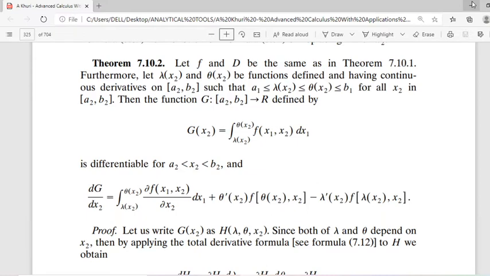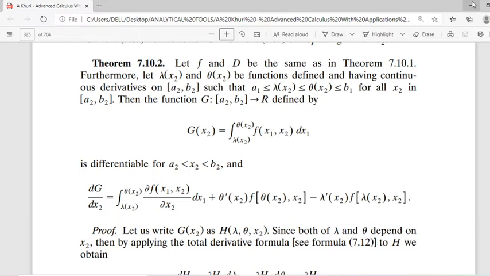Then the function g from (a2, b2) to R defined by g(x2) = integral from lambda(x2) to theta(x2) of f(x1, x2) dx1 is differentiable for a2 < x2 < b2, and the derivative dg/dx2 is equal to the integral from lambda(x2) to theta(x2) of ∂f(x1, x2)/∂x2 dx1 plus theta'(x2) f(theta(x2), x2) minus lambda'(x2) f(lambda(x2), x2).